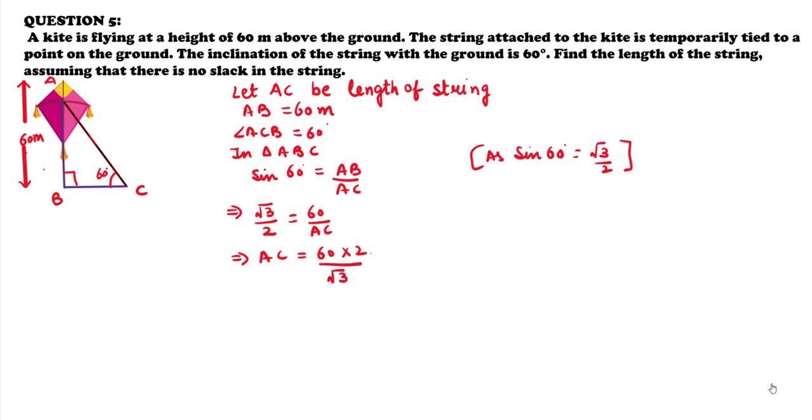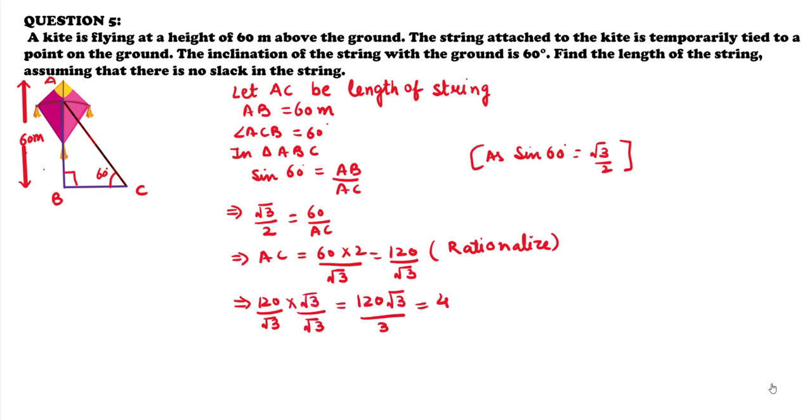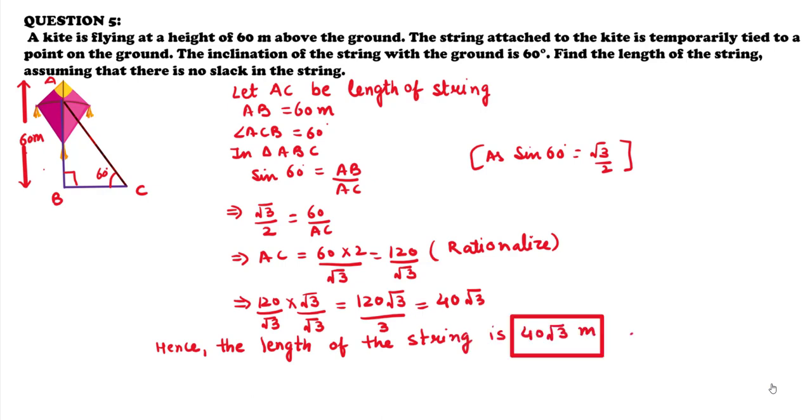So that implies AC is equal to 60 multiplied by 2 upon root 3. That is equal to 120 upon root 3. As root 3 is there in the denominator, let's rationalize this. 120 upon root 3 multiplied by root 3 upon root 3, that is equal to 120 root 3 upon 3. So that is equal to 40 root 3. Hence, the length of the string is 40 root 3 meter.